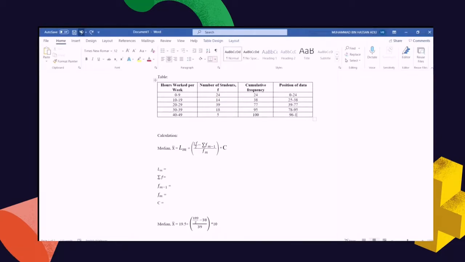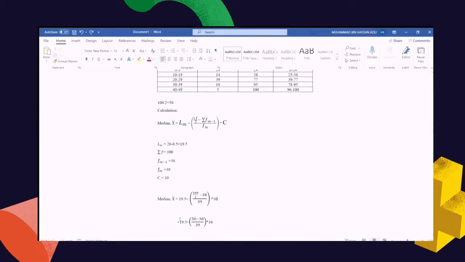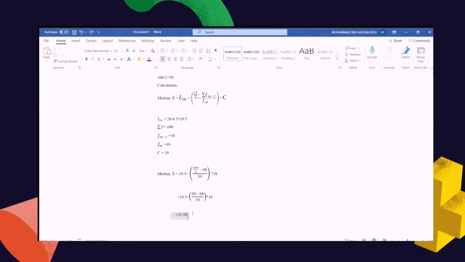After that, we must identify the class that contains the median. To find it, we must divide the total frequency by 2. After we get the median class, the median can be calculated by this formula. And using this formula and the information we can get from the question or from the column, we can do this equation and get the median. After that, this is the final answer.